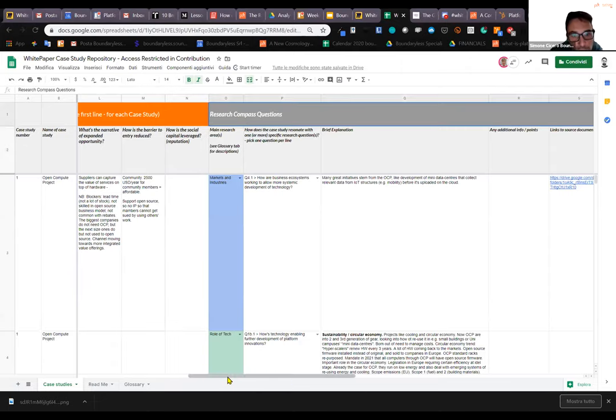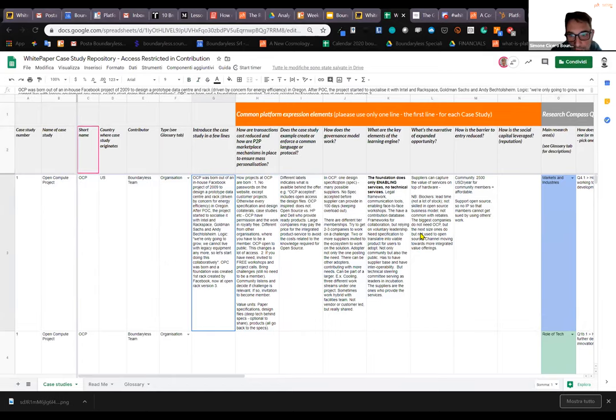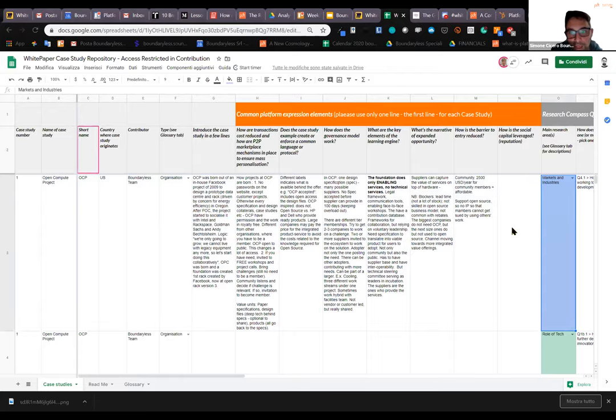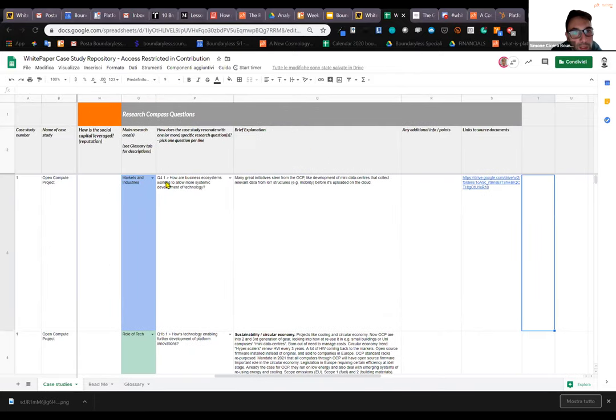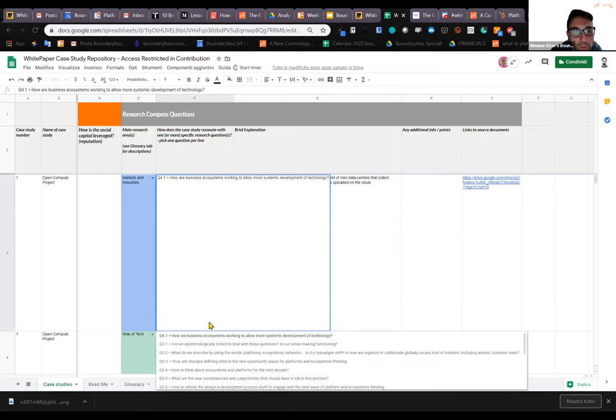Then the research compass questions. For each of these projects, as you can see, there are several lines. For example, Open Compute has several lines here, but not all the lines have this description, because you can use several lines to add how the case study resonates with the compass questions. Here you have the six research areas: markets and industry, shifting the platform idea, policies and risk, role of tech, cultural change, and platform institutions. And then here you have all the questions.